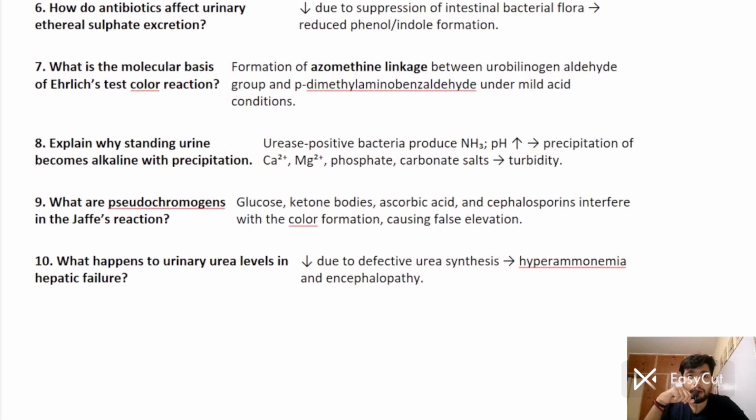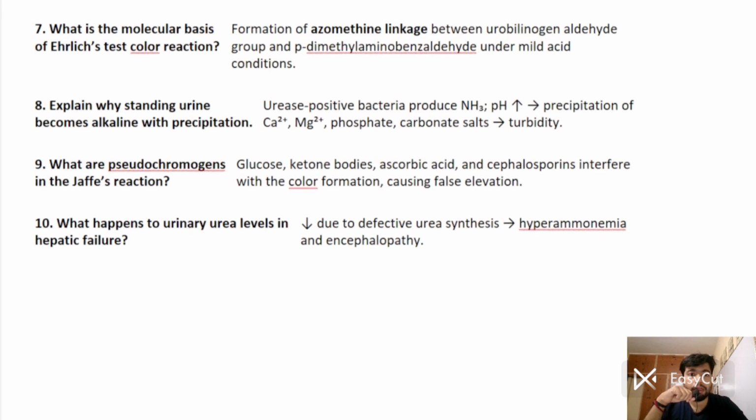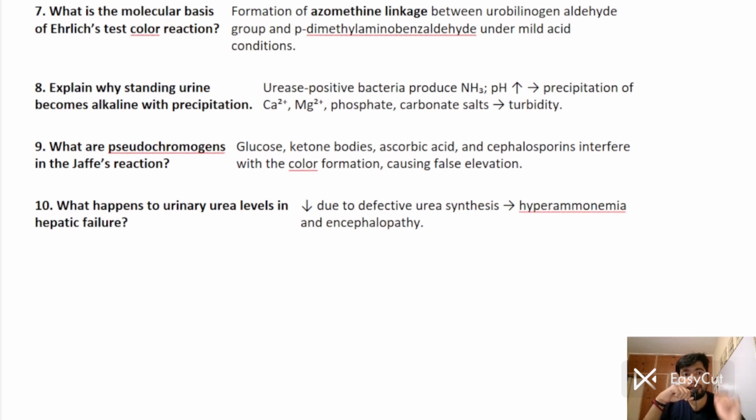How do antibiotics affect urinary ethyl sulfate excretion? I have already discussed. Due to suppression of intestinal bacterial flora. If you give antibiotics, the intestinal flora will be reduced because antibiotics will kill all the good bacteria also. So it will reduce phenol and indole formation, right? What is the molecular basis of the Ehrlich test and color reaction? I have already discussed it. An azomethine linkage between urobilinogen and the aldehyde group will form a color.